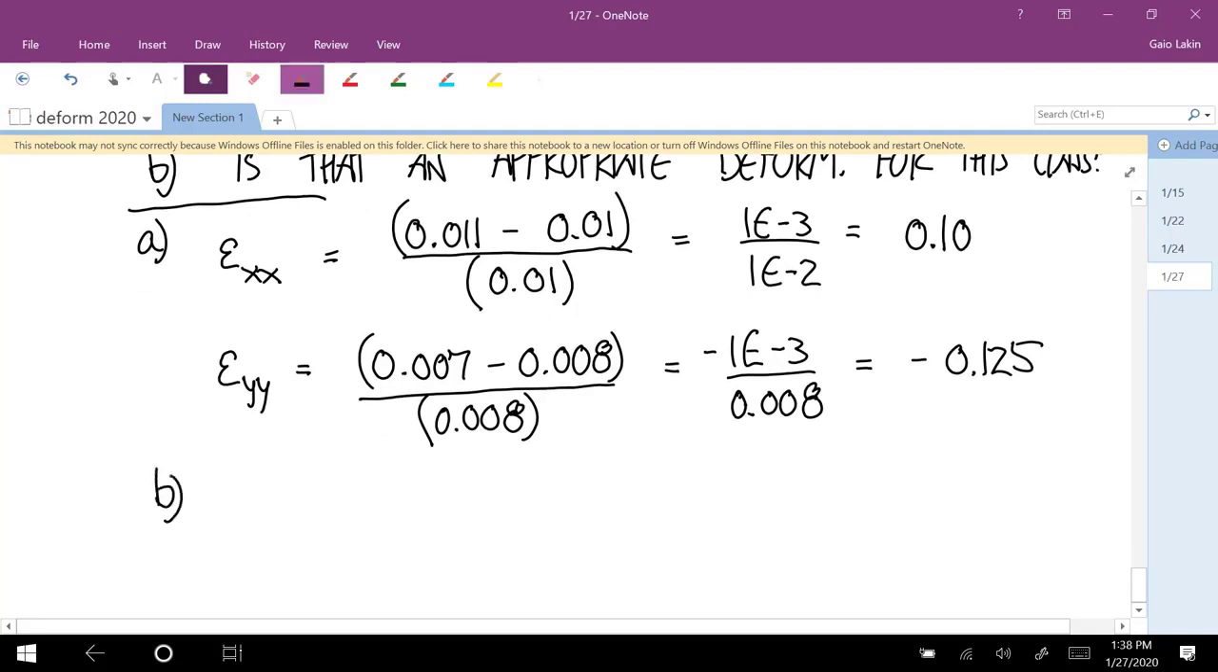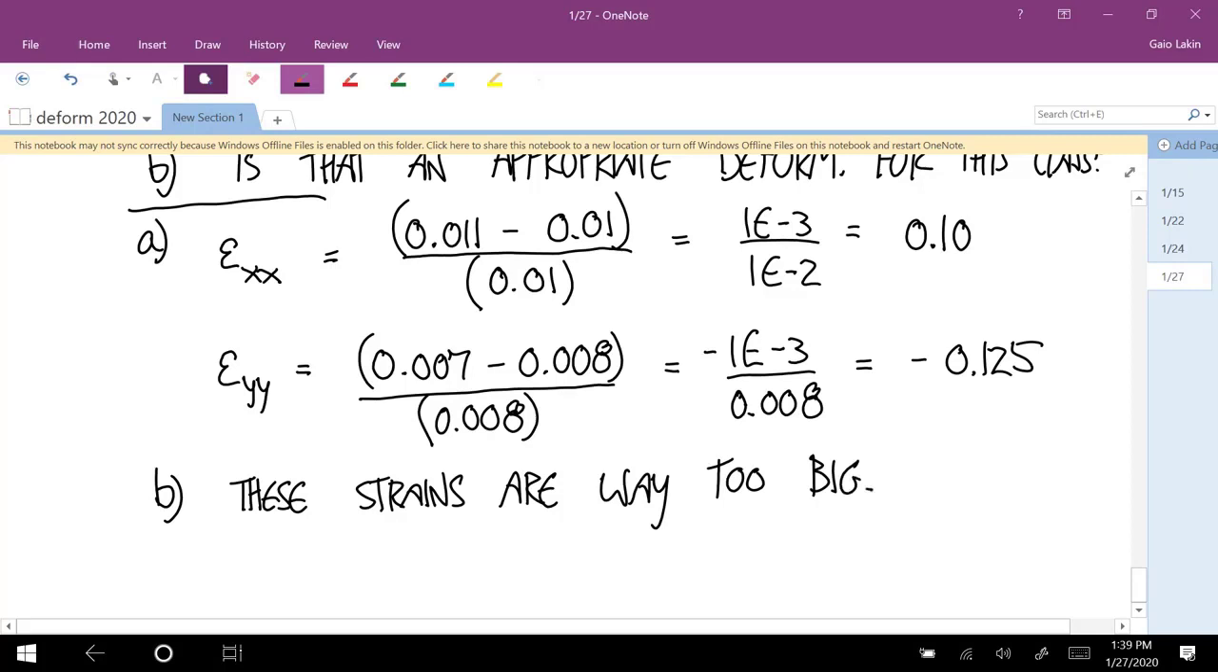So B, these strains are way too big. If you're dealing with deformations that big, there's a whole different set of calculations that you have to do. And this class isn't about those. This is just when it's staying inside that elastic range.